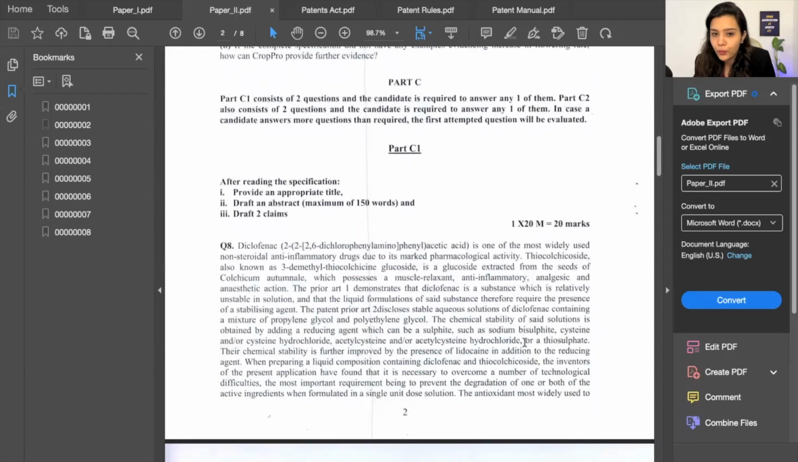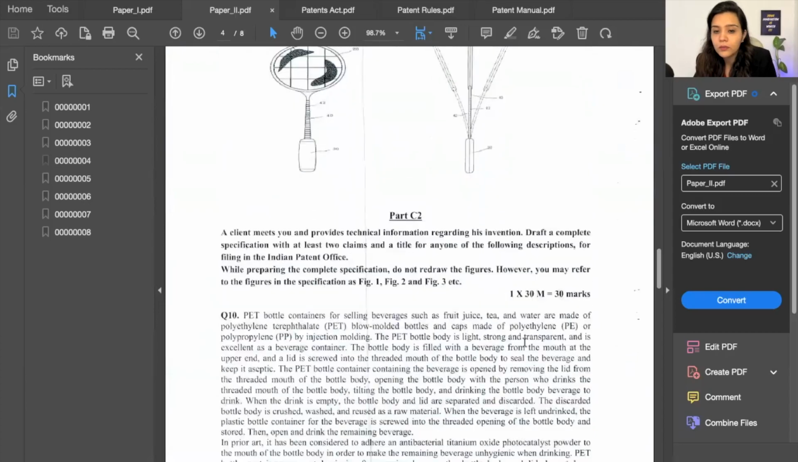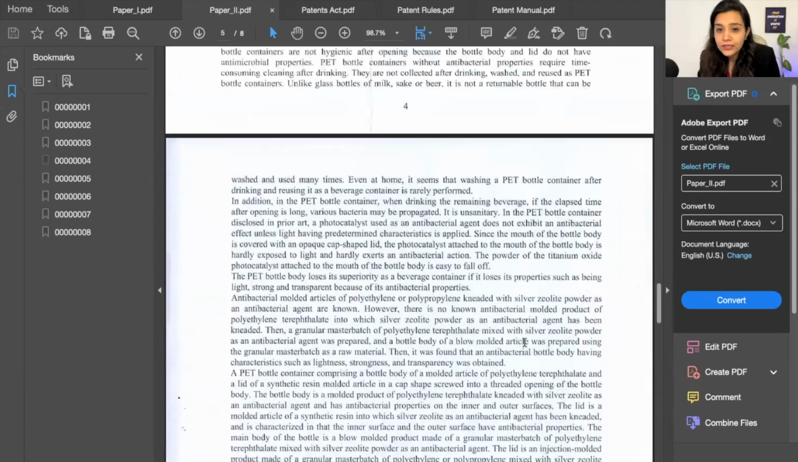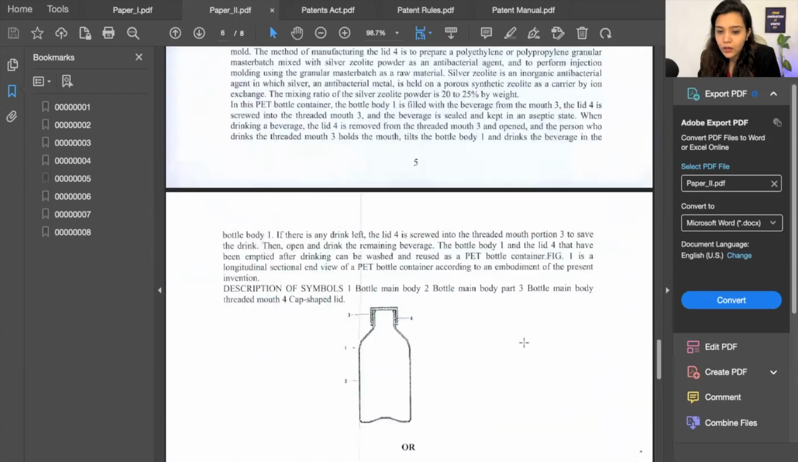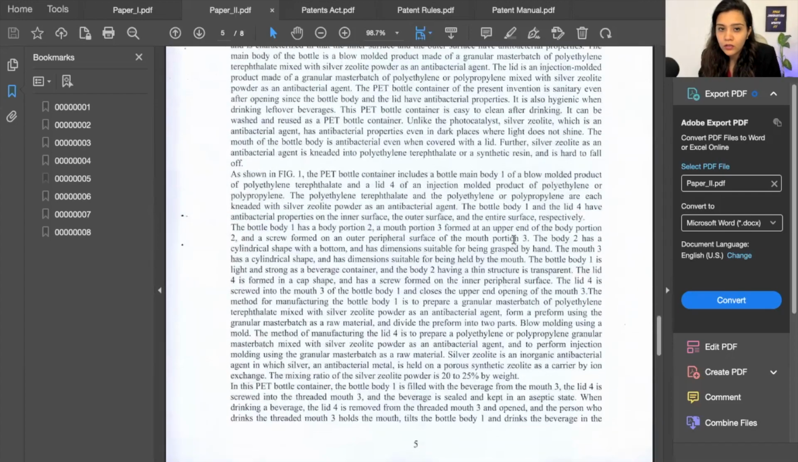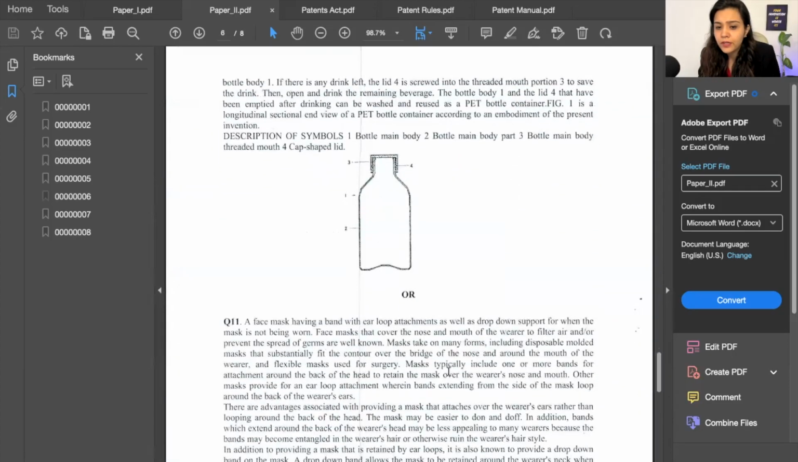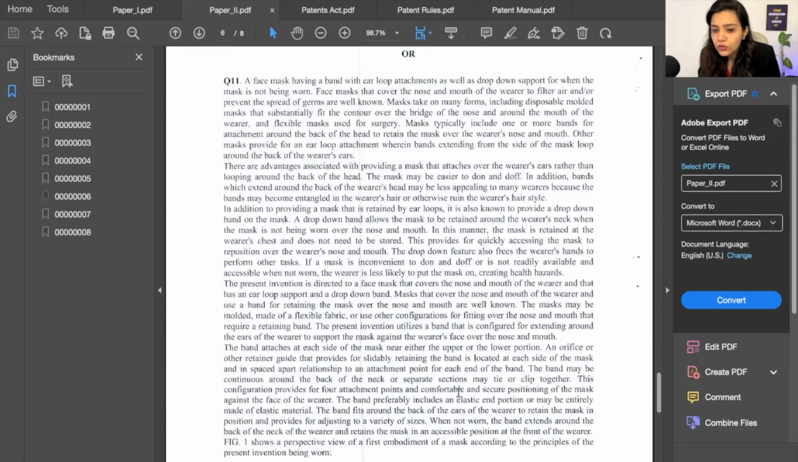Next and most important part of paper two is part C, where the patent office will analyze how well you can draft the patent application. So in this part, you'll always get options. Generally, one of the inventions in part C will relate to electrical or mechanical inventions, mostly electrical or mechanical. And one of the options will be related to a pharma or life sciences or biotech invention. So you'll have to see.